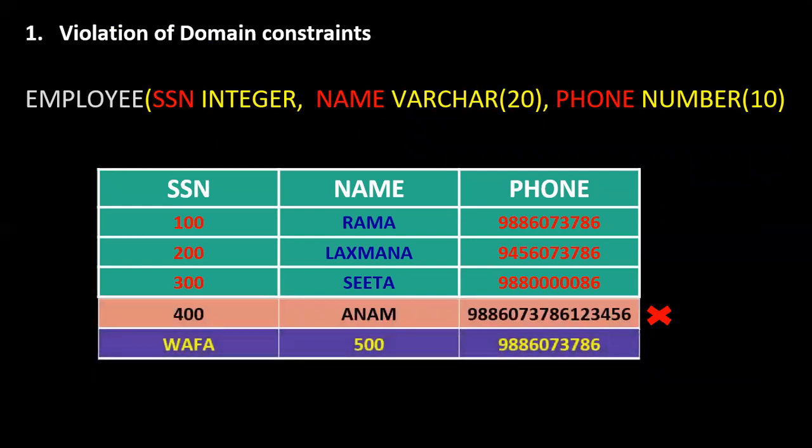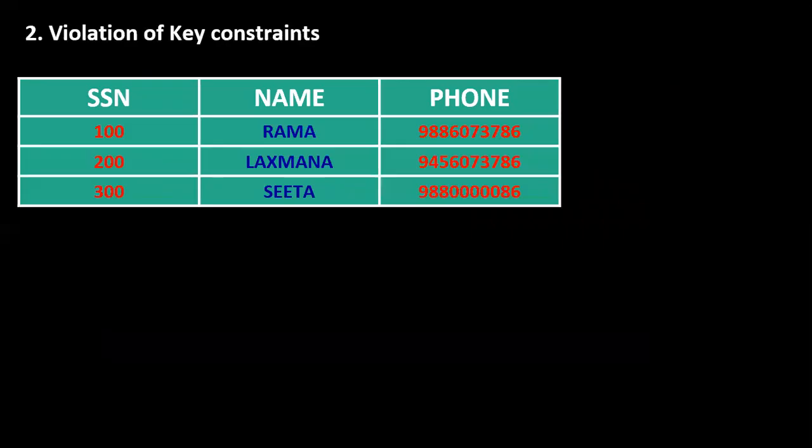So now I have entered one more value. For SSN, which is an integer, I have entered a string. For name, which is varchar, I have entered a number. Phone number is correct. But the first two columns violate domain constraints, so this is not allowed.